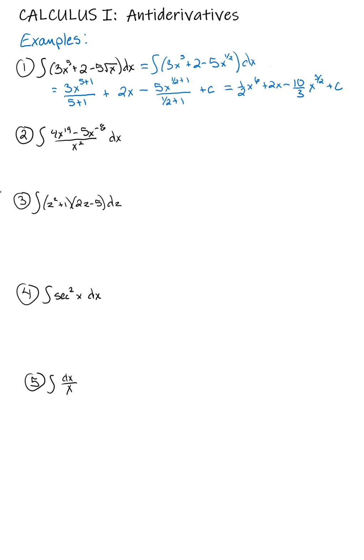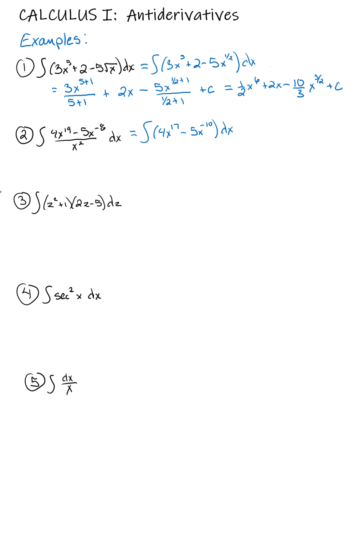Now let's take a look at example 2. We're going to integrate 4x to the 19th minus 5x to the negative 8 over x squared dx. I think the first thing that we should do here is to go ahead and simplify that integrand, make it as simple as possible to work with. I noticed that 4x to the 19th over x squared is 4x to the 17th, and 5x to the negative 8th over x squared, that gives us minus 5x to the negative 10th.